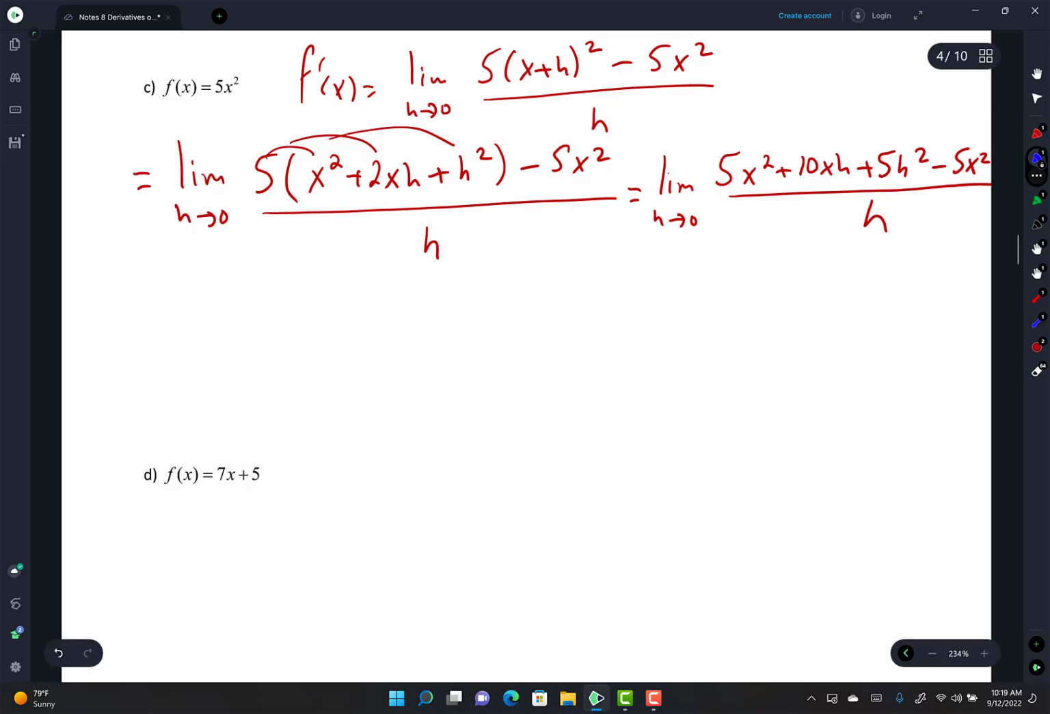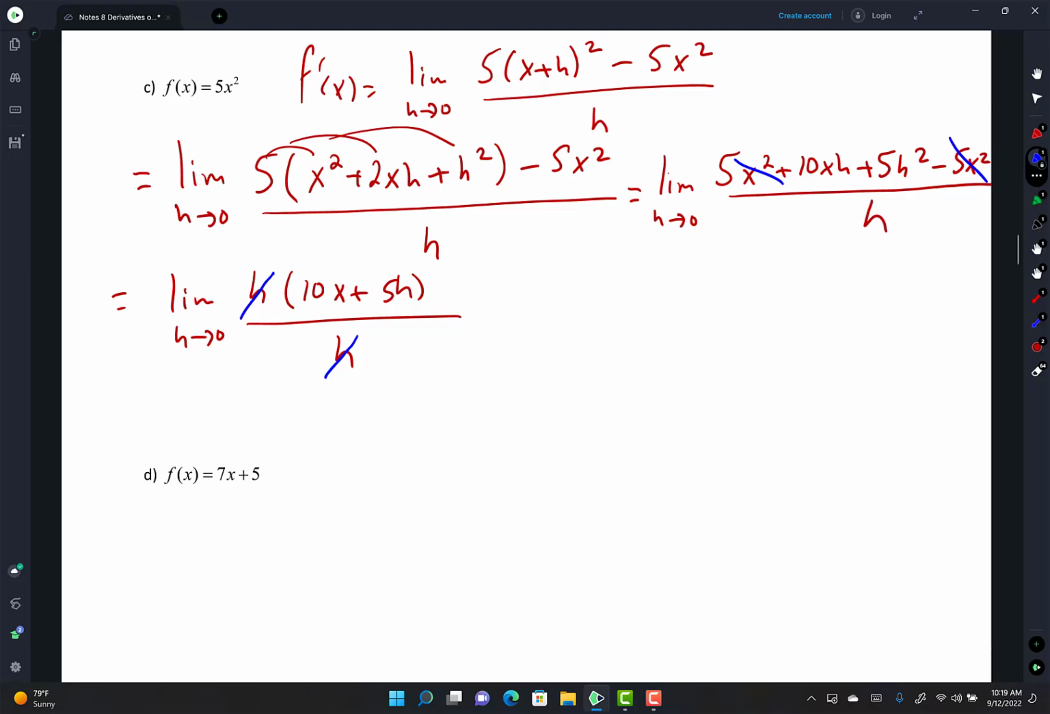What's going to zero out? What can I factor out? Limit as h approaches 0. Here's the h factored out. 10x plus 5h over h. What cancels out again? The h's. And h is approaching what? 0. So all you have is 10x. So f prime of x is nothing more than 10x.